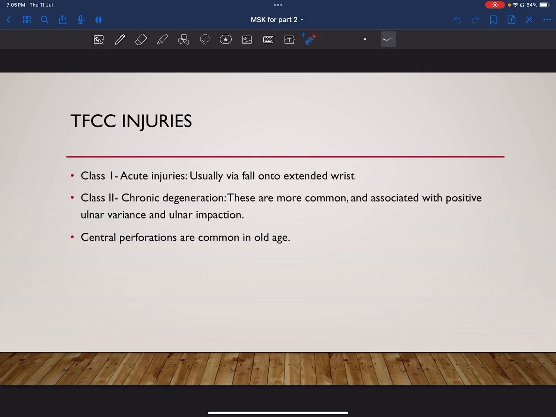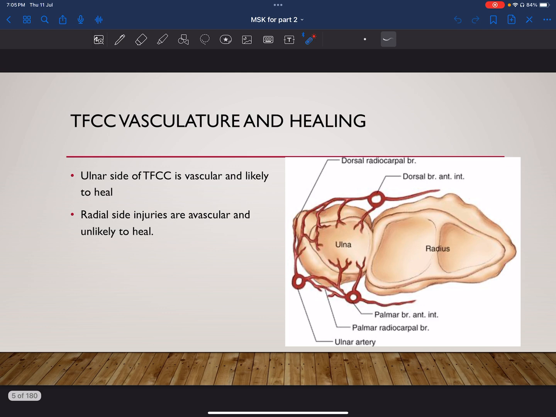There are different classes of injuries, class 1 and class 2, acute and chronic, with chronic being more common. Acute injury is generally due to a fall on an extended wrist. The chronic injury, that is class 2, is more common, associated with positive ulnar variance and ulnar impaction, something we'll tell about later. Central perforations of the TFCC are common in old age. Just a fact, right?